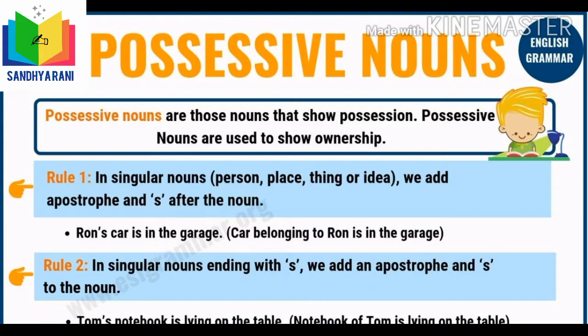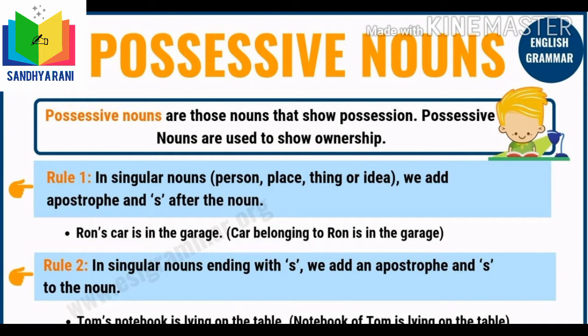Children, what are possessive nouns? Possessive nouns are those nouns that show possession. Possessive nouns are used to show ownership. Rule number 1. In singular nouns, the person, place, thing or idea, we add apostrophe and s after the noun. For example, Ron's car is in the garage. It gives the meaning: the car belonging to Ron is in the garage.